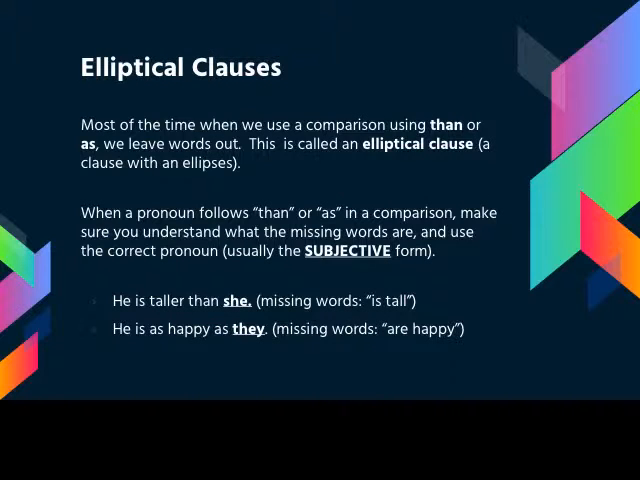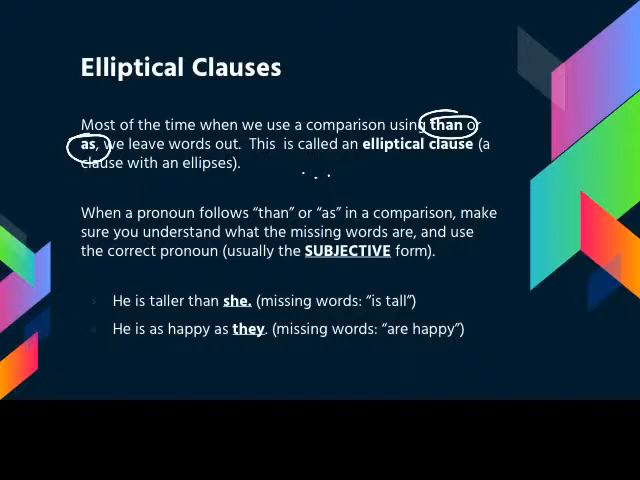Elliptical clauses are another place where we need to pay attention to pronoun use. When we use comparisons in a sentence, we often use the word than or as, and we leave other words out. They're called elliptical clauses, just like if you think about a quotation where you put the dot, dot, dot, that's called an ellipsis, and clauses are the same way. They're elliptical clauses because words have been left out.